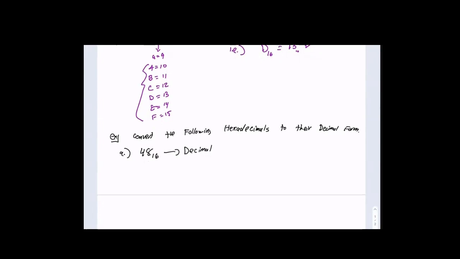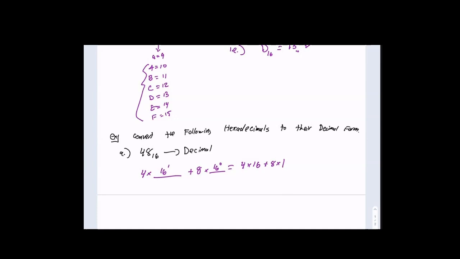So this is going to be the same thing as 4 times 16 to the 1 plus 8 times 16 to the 0. Now, that's what's going on. It's 16 to the 1, 16 to the 0. If you want to just rewrite out the numbers, this is the same thing as 4 times 16 plus 8 times 1. And remember, that last one is always just going to be like plus 8 in this case.